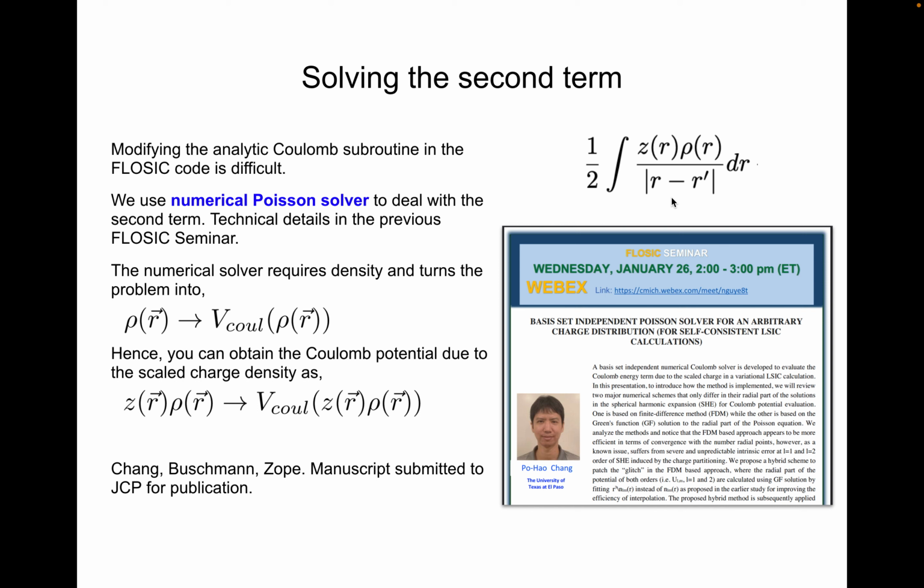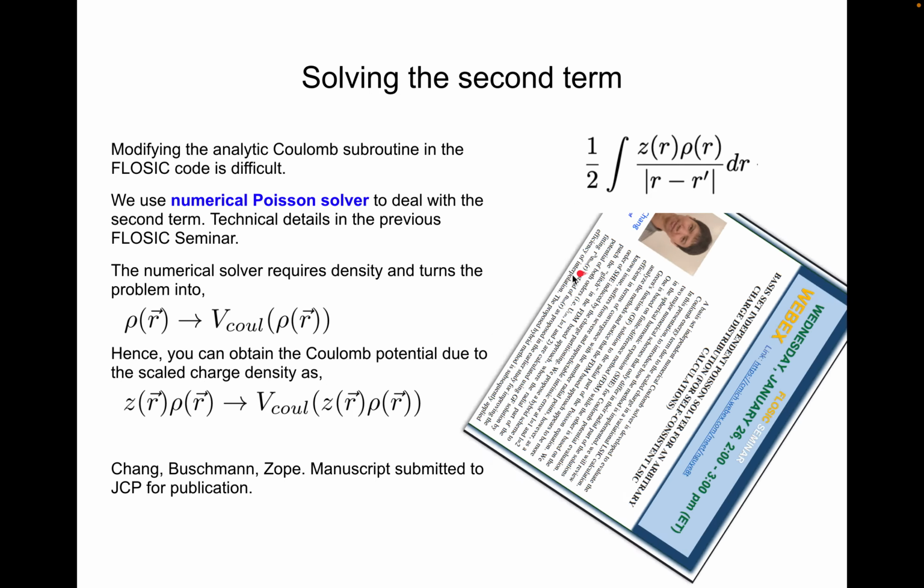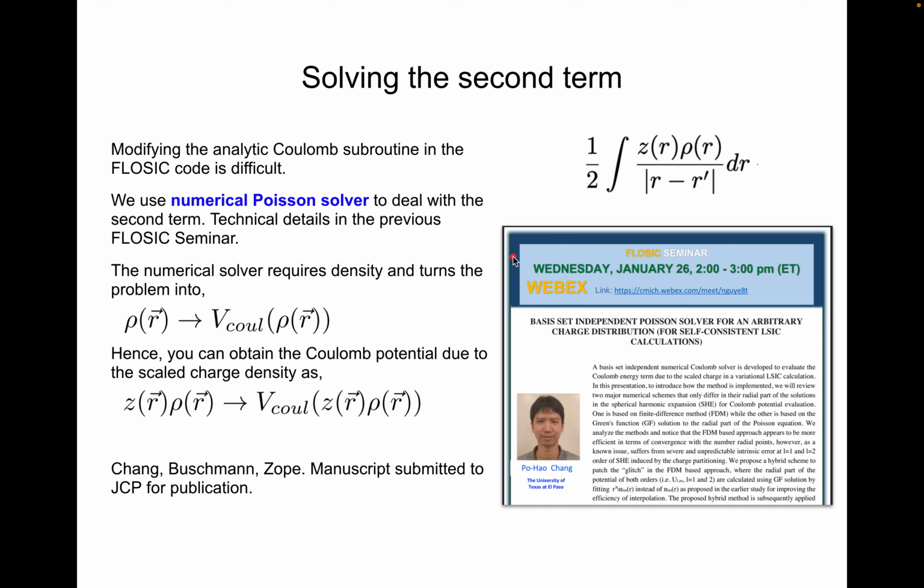So for implementing the full SCF for the LSIC, we took a different approach. Instead of using the analytical Coulomb, we decided to use the numerical Poisson solver to deal with this second term. Now, in the previous talk by Dr. Chen, he talked about the numerical Poisson solver in the FLOSIC seminar talk in January 2022. So I will skip the technical details.